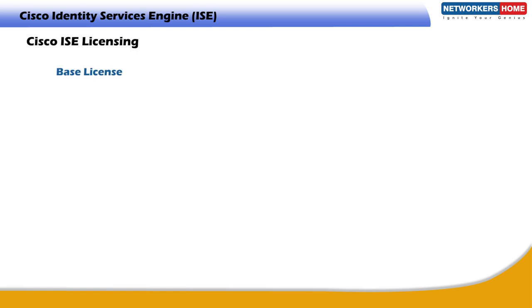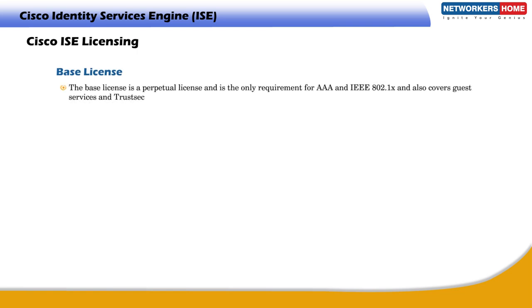Base license. The base license is a perpetual license and is the only requirement for AAA and IEEE 802.1x and also covers guest services and TrustSec. A base license is consumed for every active device on the network.